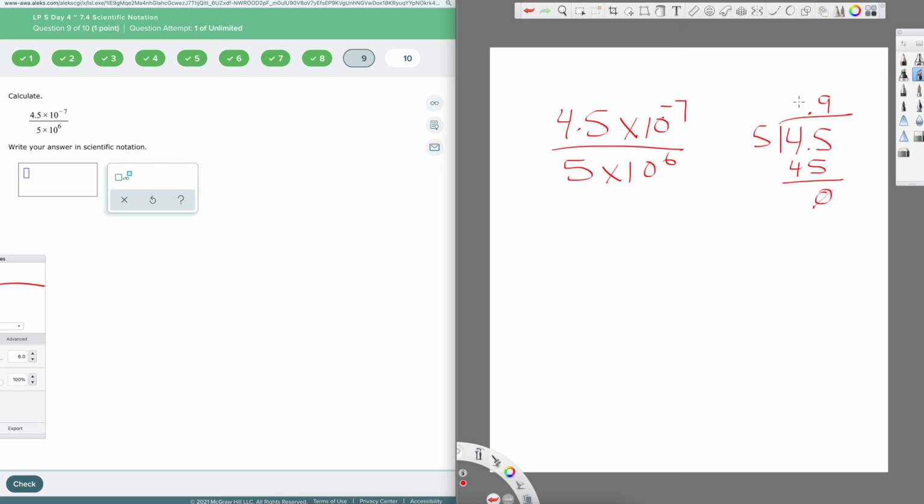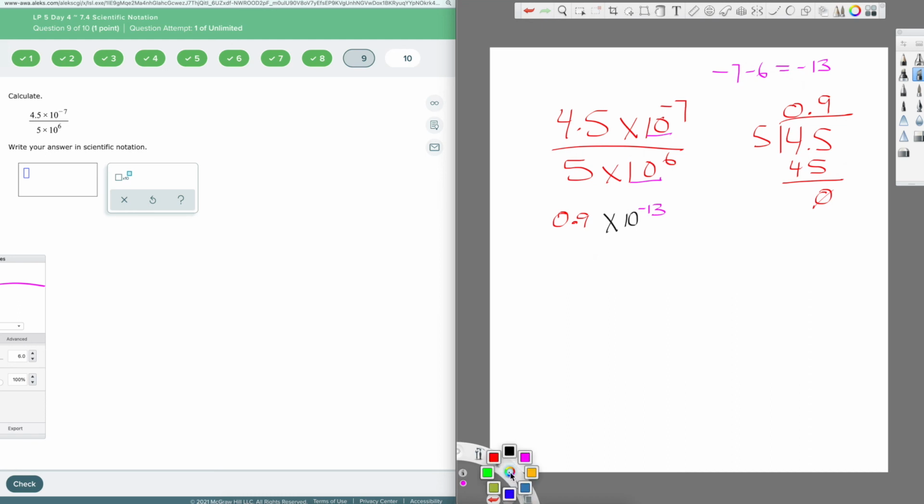So it's just going to be 0.9. So 0.9 times 10, that's not going to change, but what is going to change is the exponent. So I have negative 7. When I divide the same base, I subtract the exponents. So it's going to be negative 7 minus 6, which is negative 13, like that.